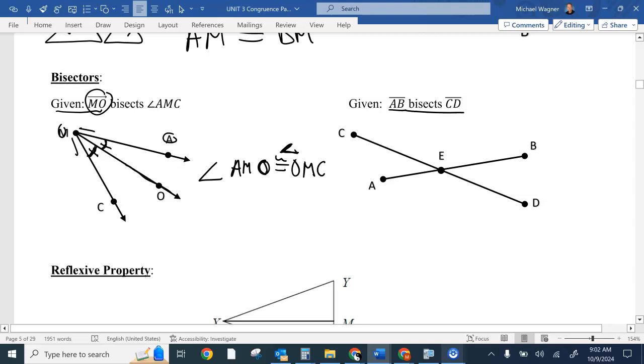The next one, AB bisects CD, so AB bisects. Now this is really important. AB is cutting something in half, which means that CD is being bisected by AB.